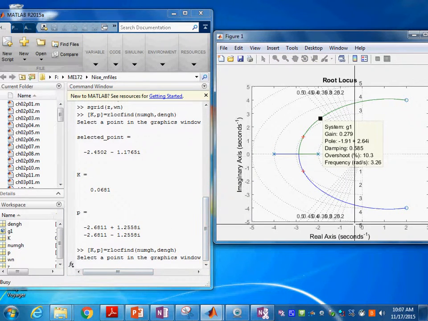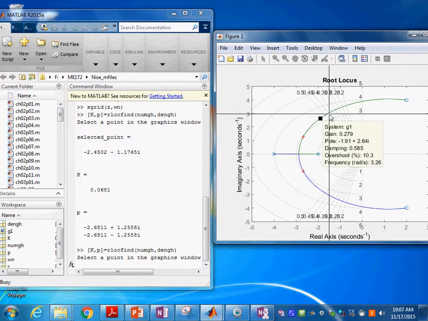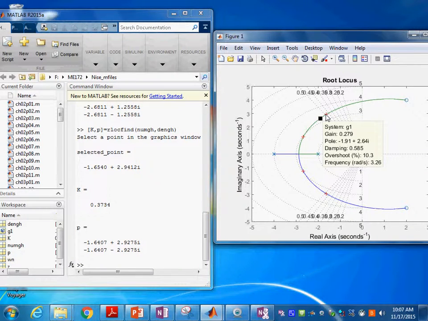See here, you could click anywhere over here and it will tell you the value of the gain. So let's say you pick a damping ratio of 0.5 over here and you click over here. You see what happened? It gives you the roots, those two roots in here, and on the left it told you what they are. These are the values of the roots. These are the poles, and this is the gain k.